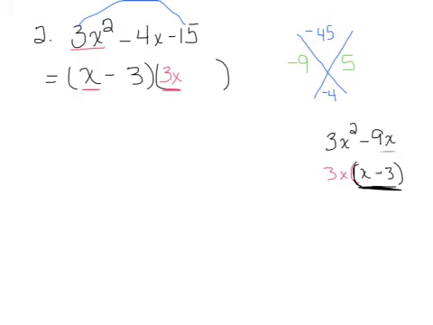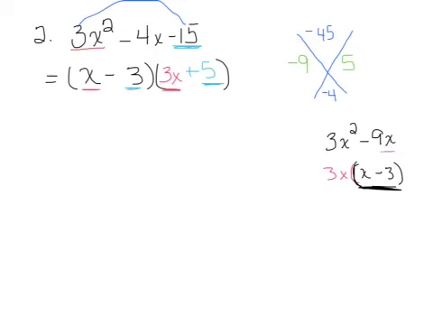And what do I have to put in the last spot to get a negative 15? If I have a negative 3 times what will give me negative 15? It's got to be a positive 5.